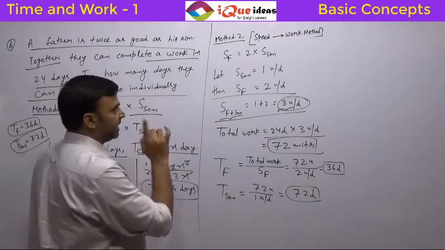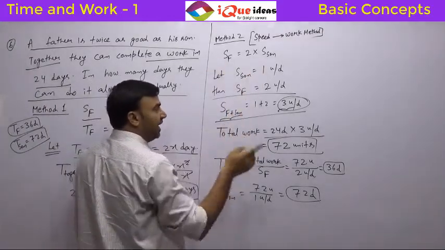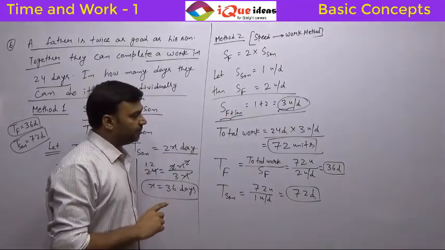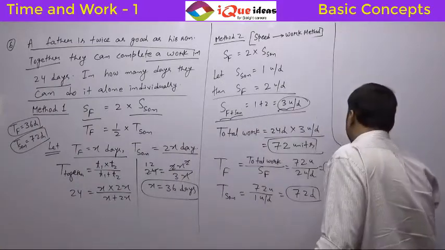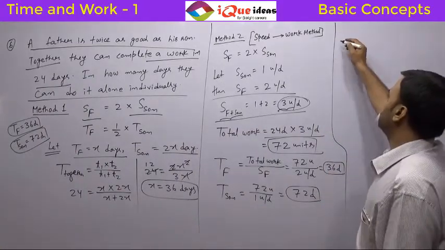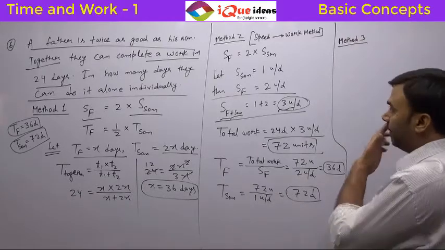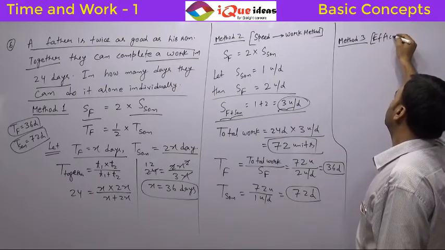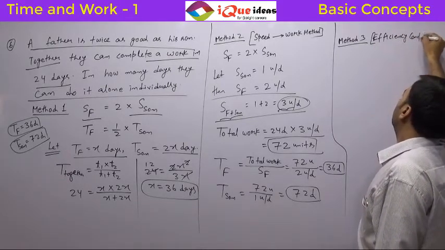So this was another method. In this, please understand, we assumed speed and we calculated work. In LCM method, what we do, we assume work and then we calculate the speeds. Right? Now, there is one very small method for this particular situation. So I'll say it is method 3. Look at that very, very carefully. Method 3 is the efficiency comparison method. So here we are also introducing a new term, efficiency.